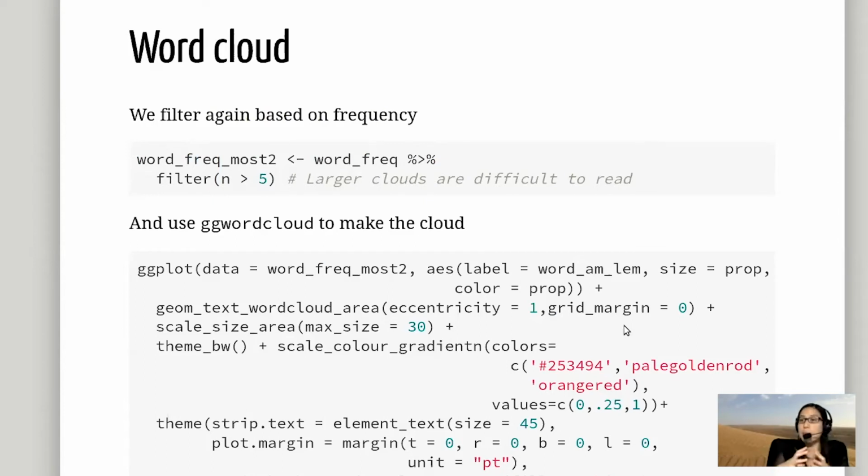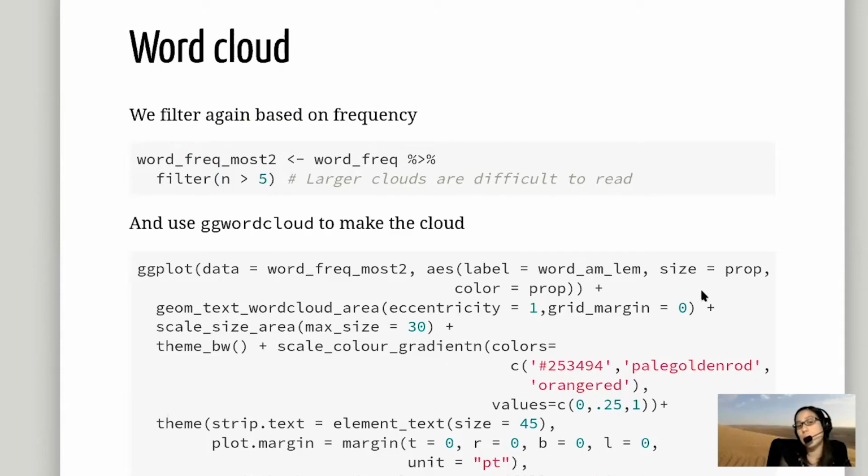Again, we're going to want to represent them proportionally. Their size is going to be proportional to the frequency of the word. So if the word was just used once or twice, it's going to be very difficult to read them and maybe unnecessary. So we're going to filter based on frequency first. And here I just added an arbitrary filter. So I said the words that appear more than 5 times in the tweets in general. So this is what I get. And I call it word freq most 2. So I'm using ggplot this time on word freq most 2. So the label, the text that is going to go in is the word that is Americanized and lemmatized.